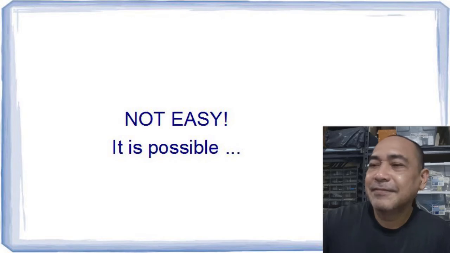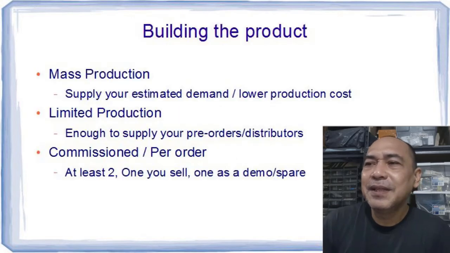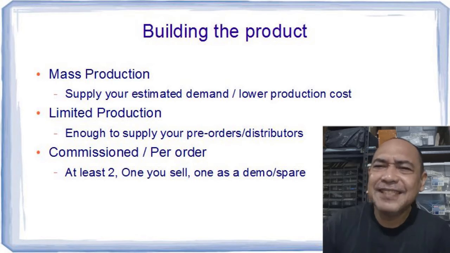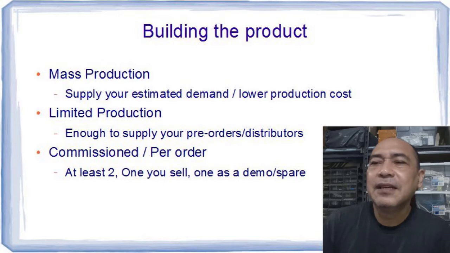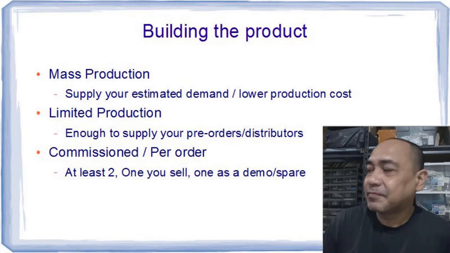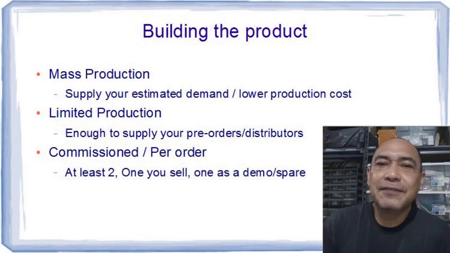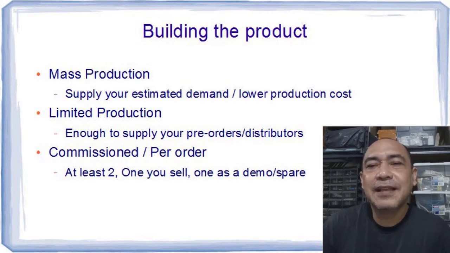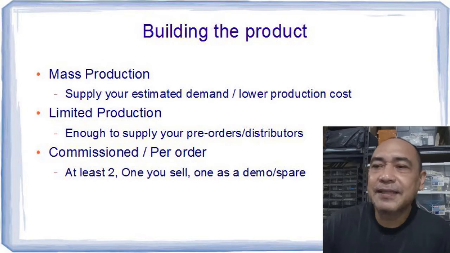So let's go to the next slide. Building the product, I'd categorize it into three general categories. One is mass production. So you supply your estimated demand, try to lower your production cost by making a lot of things. For example, phones. They make phones in the millions, because they expect millions of people to buy it. That kind of thing is out of our capabilities right now.